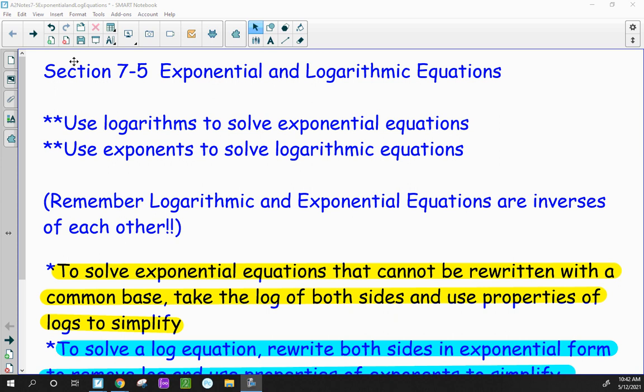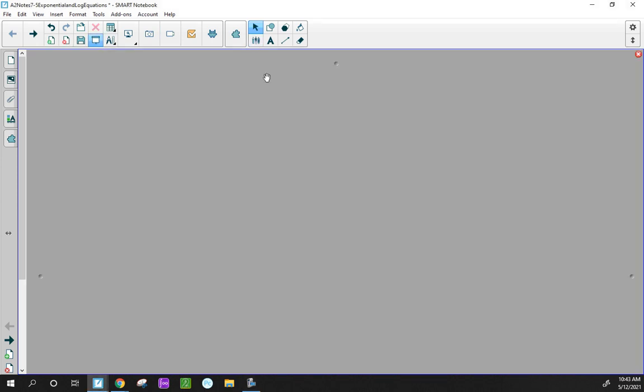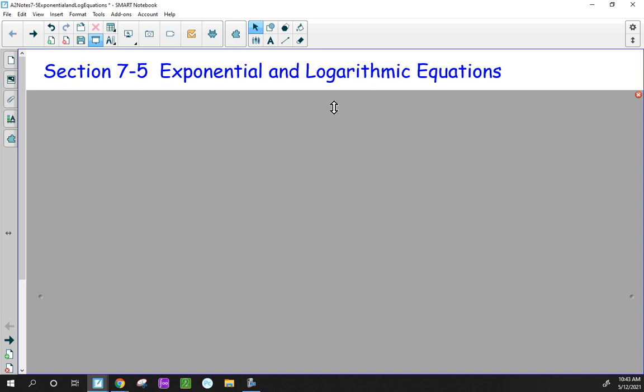Honors Algebra 2. Today we're going to look at section 7.5 in your textbook. It's on exponential and logarithmic equations. We've been doing expressions and how to convert between logs and exponents. We also learned in the last section how to evaluate log expressions, simplify them, and expand them. So today we're going to look at equations, and that's a big difference in this section.